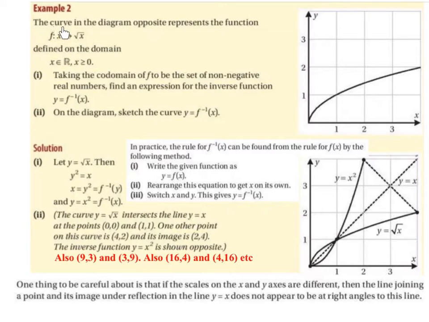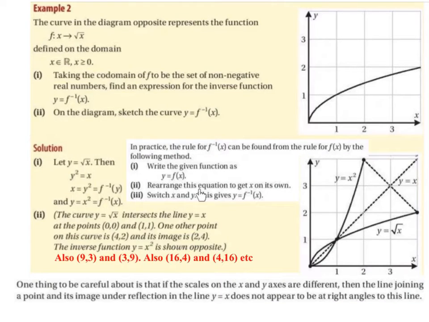Example 2. The curve in the diagram opposite represents the function f of x maps to the square root of x, defined on the domain x is an element of R, the real number set, where x is greater or equal to 0. Part 1. Taking the codomain of f to be the set of non-negative real numbers, find an expression for the inverse function y equals the inverse function of x.